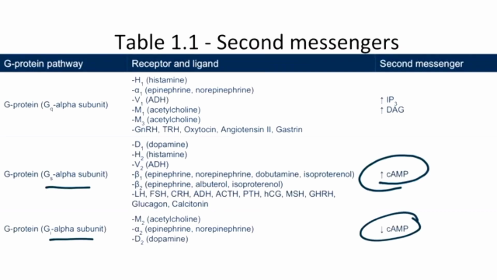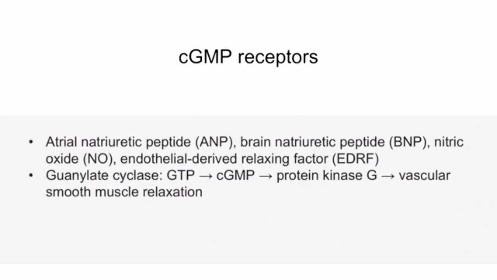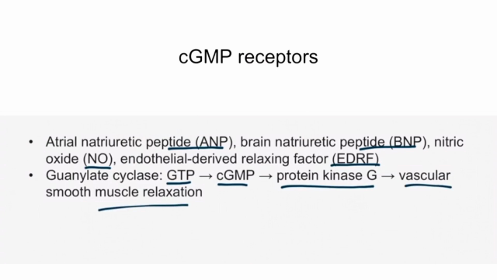Okay, now let's talk about receptors associated with cyclic GMP. There are 4 ligands that regulate the cyclic GMP pathway. These include atrial natriuretic peptide, brain natriuretic peptide, nitric oxide, and endothelial-derived relaxing factor. These ligands regulate the enzyme guanylate cyclase, which converts GTP into cyclic GMP, which then activates protein kinase G. So GTP gets converted to cyclic GMP, which activates protein kinase G, and ultimately the activation of guanylate cyclase results in vascular smooth muscle relaxation.